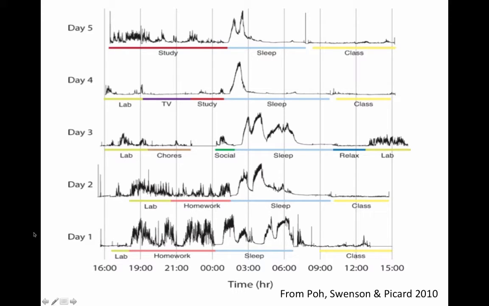And so on this first day, we see maybe not the most engaging lab activity, homework. So this indicates probably that this person was doing some sort of very active, engaging homework problem solving, a high level of activity. They then go to sleep. During some periods of sleep, they actually have a fairly high state of arousal. Then they get up and they go to class and nearly flatline.